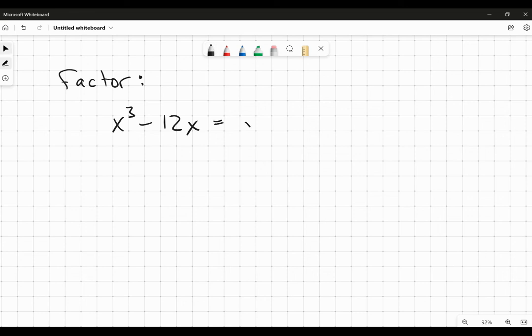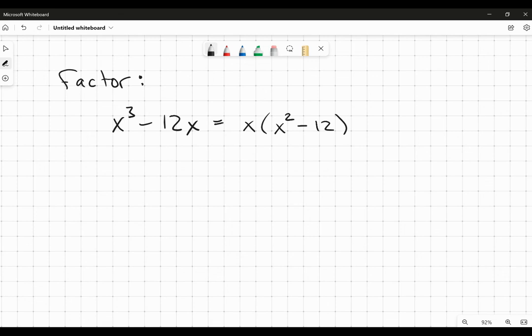So one of the first things I can do is write that x out front here. And when I do, I remember I'm dividing that x out of both of those terms. So x cubed divided by x is x squared. Negative 12x divided by x will just be negative 12. So when I write that out, it's x multiplied by x squared minus 12.